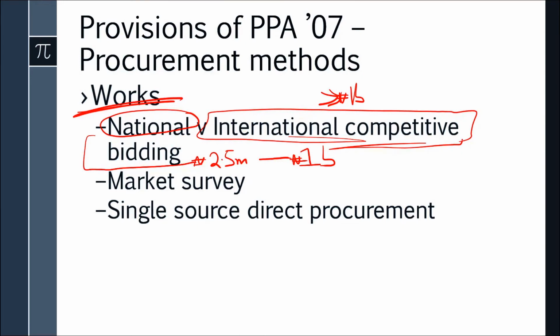Then, of course, if you're going to do a market survey, again, the threshold is 2.5 million, it should be less than 2.5 million. If you're going to go single sourcing, then of course you want it to be less than 250,000 naira.